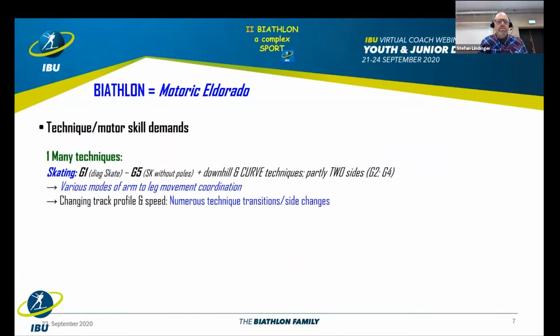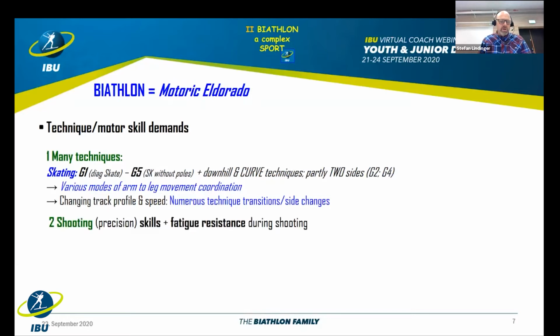We have various modes of arm to leg movement coordination. So that's defining all our techniques. And we have a lot of changing track profiles and speed. So we have numerous technique transitions, and we have numerous side changes in different skating techniques. At that point, we differ a lot in our level. So we find a lot of differences in the skill and ability to efficiently change techniques, to make the transitions well done, and especially to be very good on both sides of the technique.